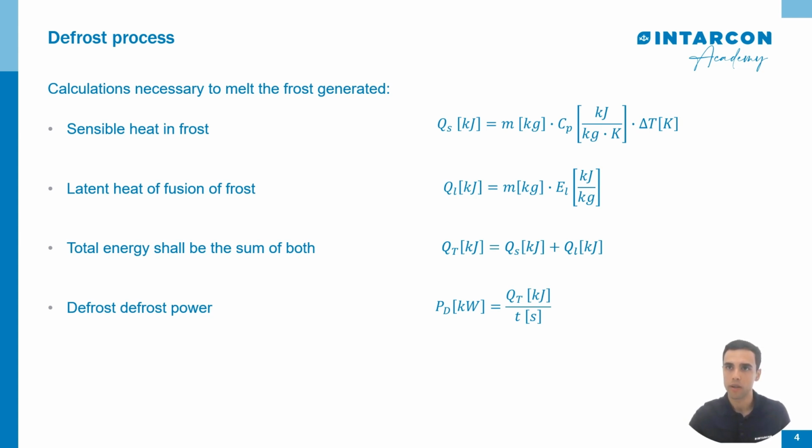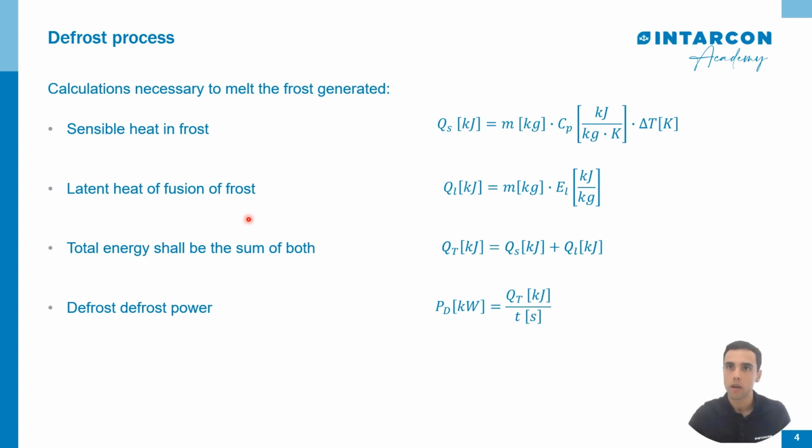First, we calculate the sensible heat, which is the energy required to bring the frost to 0 degrees from its current temperature, where Qs is the sensible heat of the frost, M is the kilograms of frost, Cp is the specific heat at constant pressure of the frost, and delta T is the temperature difference between the current temperature and 0 degrees.